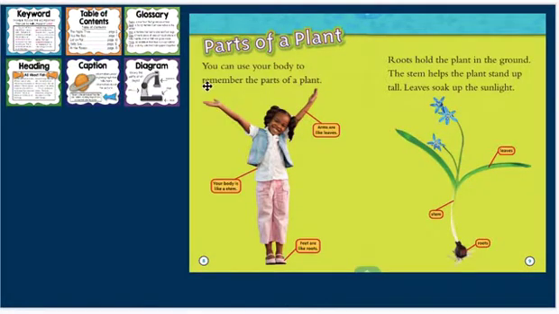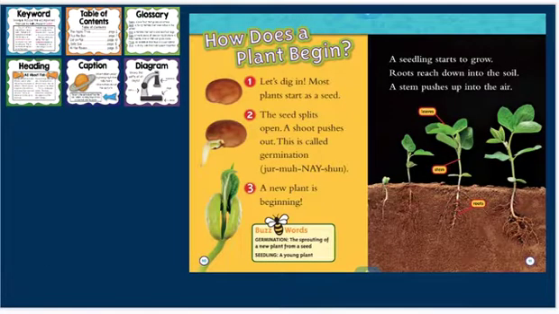Parts of a plant. You can use your body to remember the parts of a plant. Your body is like a stem. Arms are like leaves. Feet are like roots. Roots hold the plant in the ground. The stem helps the plant stand up tall, and leaves soak up the sunlight. Roots, stem, leaves. Okay, so this is a diagram, right? And here are the different parts with a line or an arrow pointing to that part.